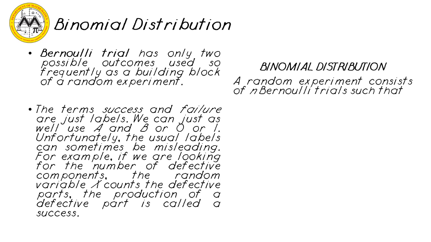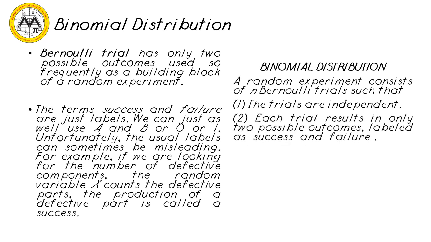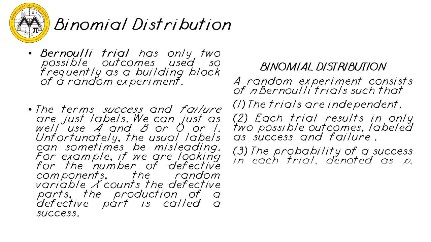In a binomial distribution, a random experiment consists of n Bernoulli trials such that the trials are independent. So the first trial is not affected by the second trial, which is not affected by the third trial. Next, each trial results in only two possible outcomes, which we label as success and failure. Next, the probability of success in each trial, denoted as p, remains constant.